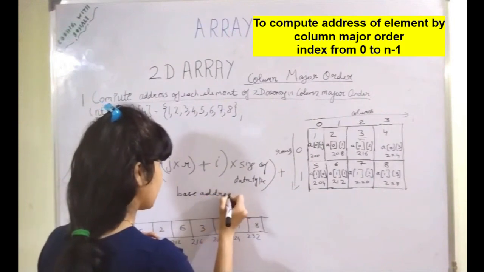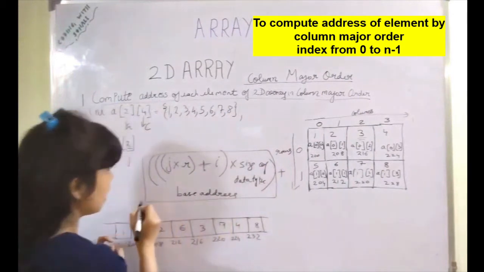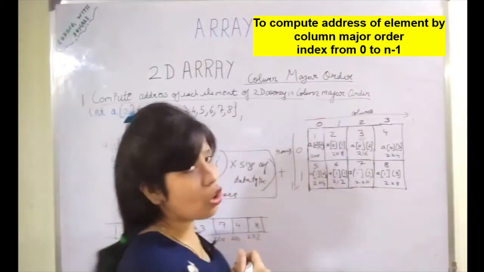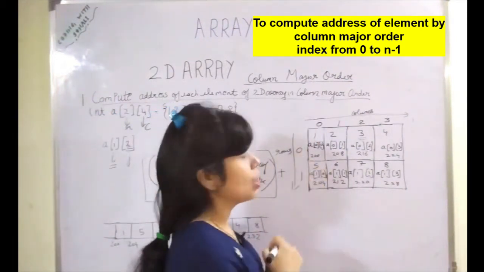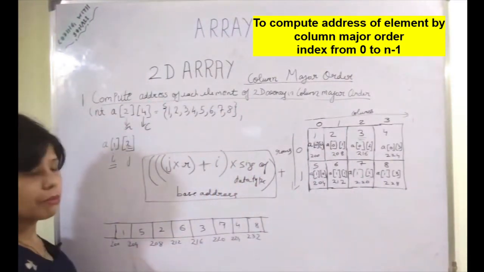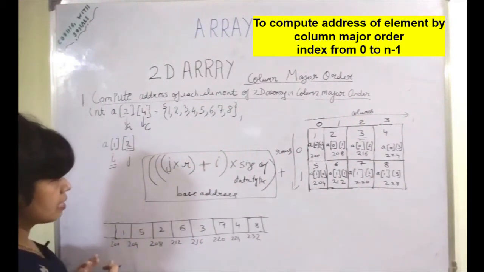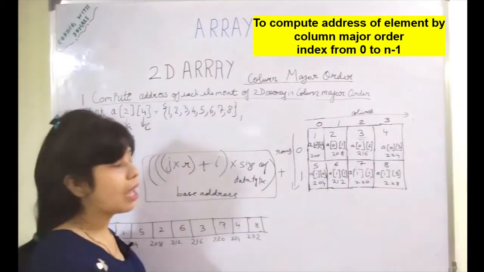And this is how we have calculated the address of the element of the 2D array using the column major order when the indexing starts from 0 to n minus 1. We have also seen how they are represented in the memory in the linear form in the column major order. And it is in the contiguous memory because it is an array.